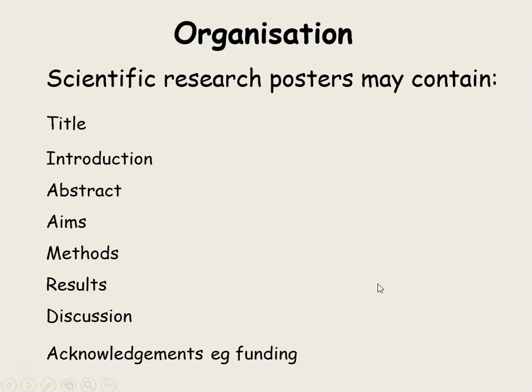So just like any published research paper, a poster will contain a title, and the title has got to be big and bold, but we'll come on to that in a minute. You'll have an introduction section. You may or may not have an abstract, and that all depends on the meeting and how much space you've got. You'll have aims, methods, results, discussion, acknowledgements to funding. You'll also have references on there.